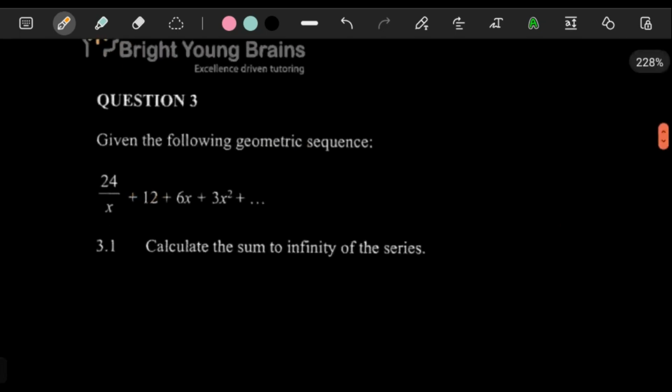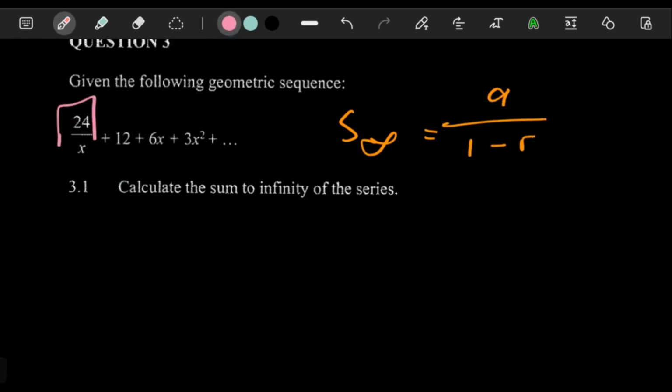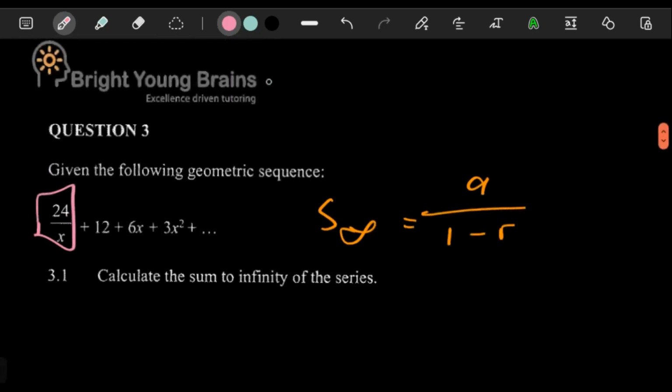So let's see here. They said we should calculate the sum to infinity of the series. It's a 4-mark question. The one thing to just remember is that the sum to infinity has a formula: a over 1 minus r. In this situation, fortunately, a is this term. Your value of r is always any term divided by the previous one.